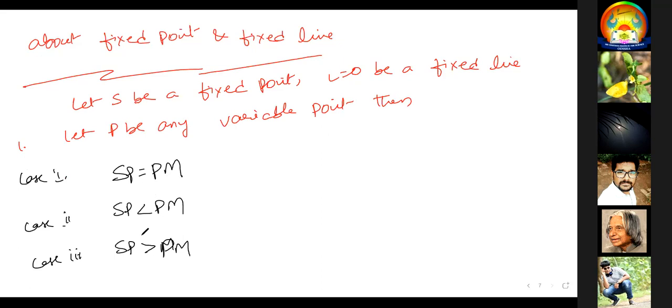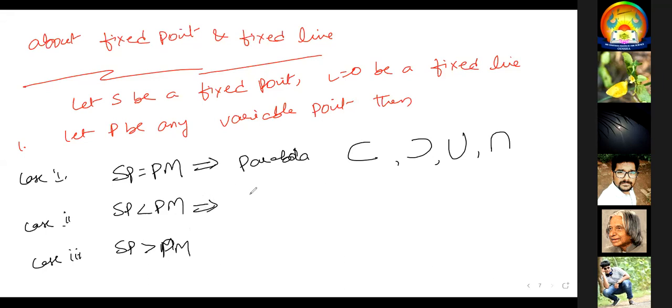So these are the things we discussed just now. That variable point P may be at equal distance from both, or it may be nearer to S. If both are equal, then the figure formed is called a parabola. It will be in this shape. Not only this shape, it may be like this, like this, like this. Oh, there are 4 cases.